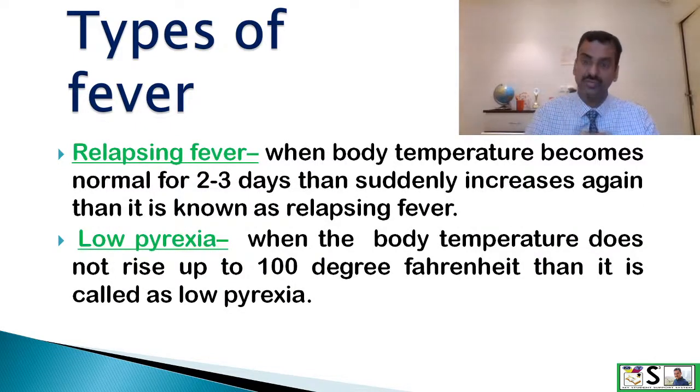Relapsing fever. When the body temperature becomes normal for 2 to 3 days but then suddenly increases again, then it is known as relapsing fever. Low pyrexia. When the body temperature does not rise above 100 Fahrenheit, then it is called low pyrexia.